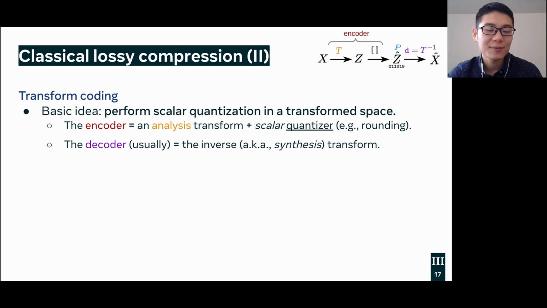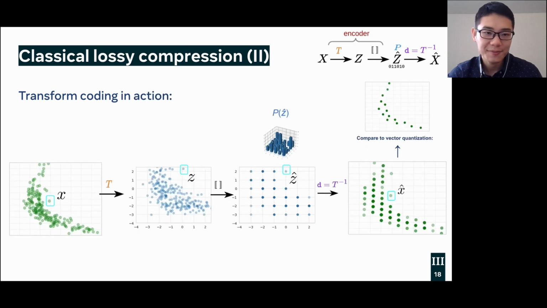And here's what it looks like when we run this algorithm on our toy example. The data gets mapped to transform coefficients, which are then rounded coordinate-wise into integers, and then entropy coded under some entropy model and given to the decoder, who then computes the reconstruction. Note that the reconstruction points here now form a lattice instead of being allowed to be arbitrary points as in VQ.